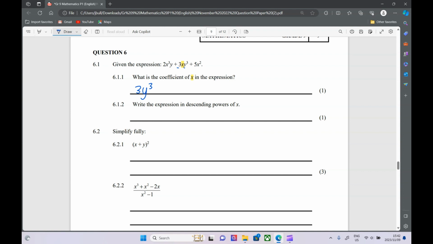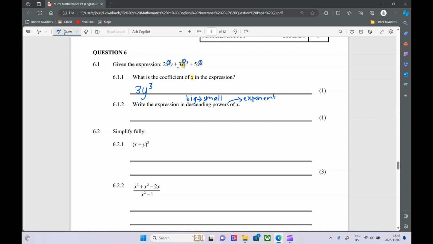Write down the expression in descending powers of x. Descending always means biggest to smallest. And remember, the powers just means the exponents. So we're going to write from the biggest x exponent to the smallest. The biggest x exponent here is x to the 3. Then we've got x to the 2. And then we've got x with nothing, so that would be x to the 1. So we're just going to write it in order.